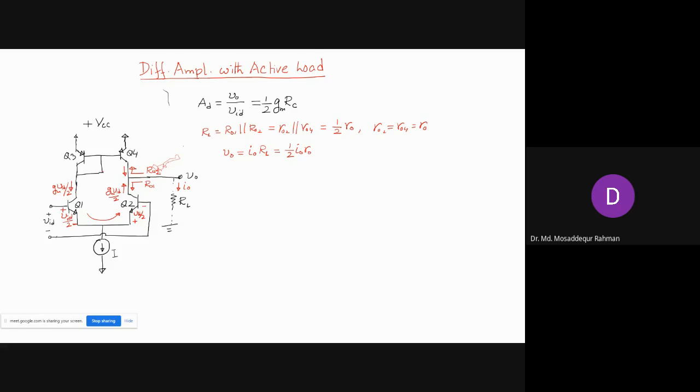Since this is a current mirror circuit, you see the current on this side is gm vid by 2. So the same current will be reproduced on this side, and this is the property of the current mirror circuit. So the current here will also be gm vid by 2.